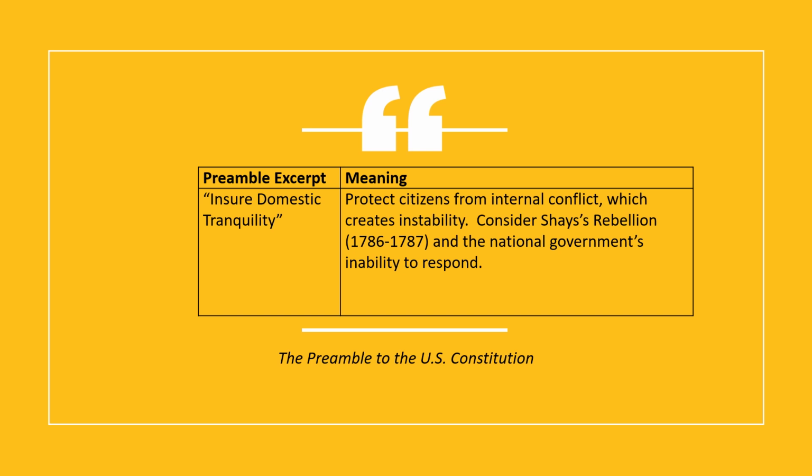To ensure domestic tranquility. The purpose of this phrase was to protect the citizens from internal conflict, which would create instability. The governments under the Articles of Confederation had this experience with Shays' Rebellion, which took place between 1786 and 1787.